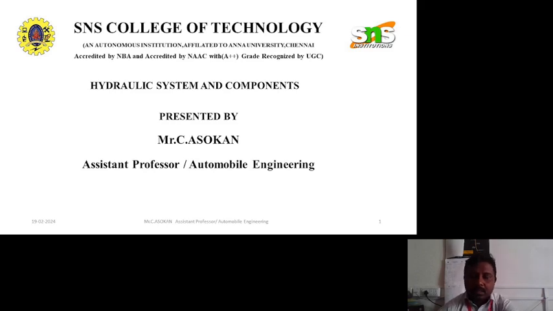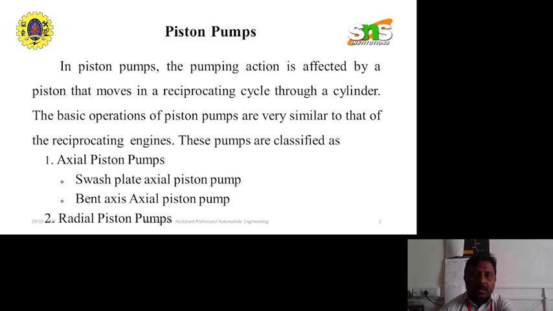In this session, we are going to discuss piston pumps. In a piston pump, the pumping action is effected by a piston that moves in a reciprocating cycle through a cylinder. So the basic operation of piston pumps is very similar to that of reciprocating engines. Pumps can be classified into two types: axial piston pump and radial piston pump.